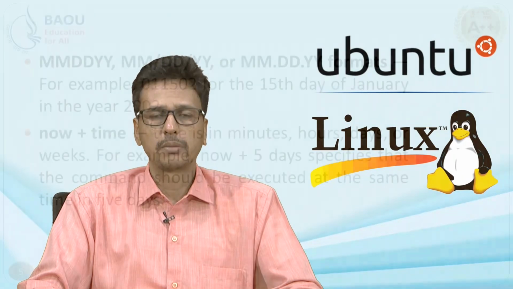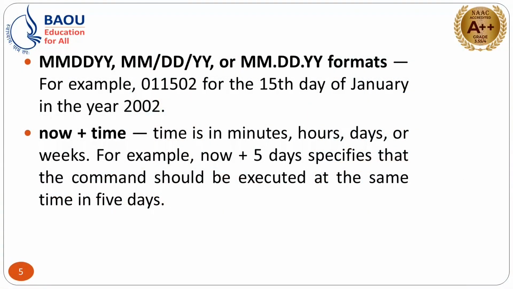Then after that some more options like mmddyy, mm/dd/yy or mm.dd.yy, according to the version of the kernel or the various operating system, Linux or Ubuntu versions, the format may vary. For example, here 011502 means the 15th day of January. The first 2 digits denote the month, then 2 digits denote the date. That means the 15th day of January, and then the last 2 digits mention the year.